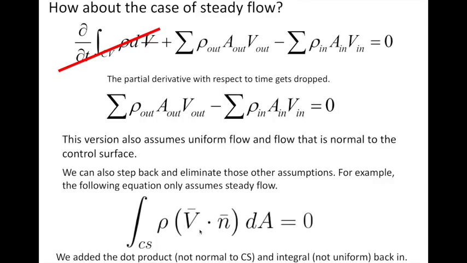I still have my dot product. I still have my integral. So this would represent the equation for steady flow, but one that does not have normal flow, does not have uniform flow. And we're going to talk next about incompressible flow. This one would not be assumed incompressible. We still have a density hanging in there. So let's talk about that.